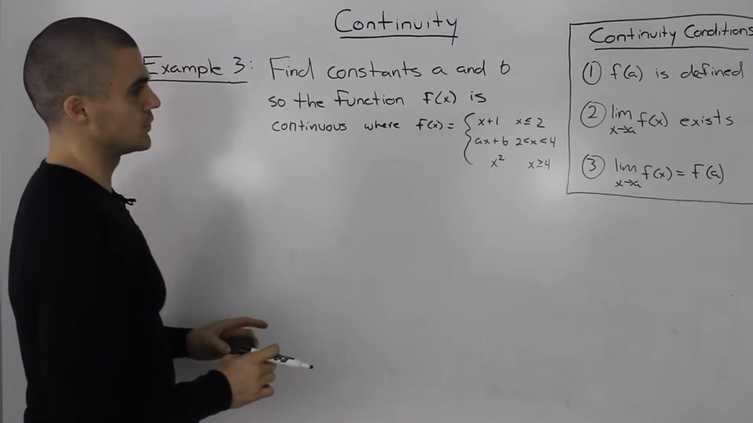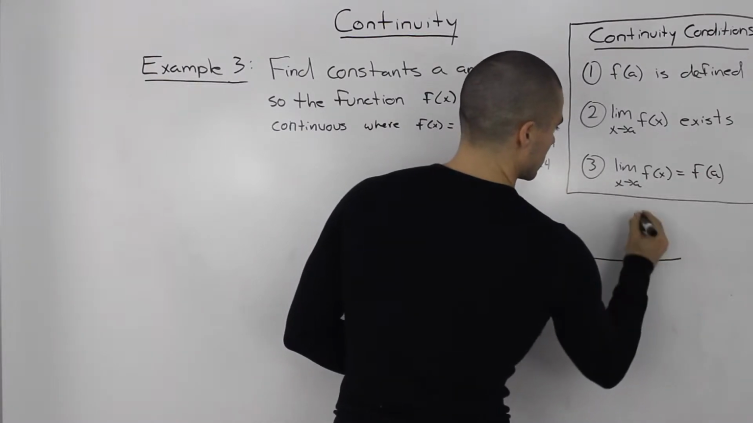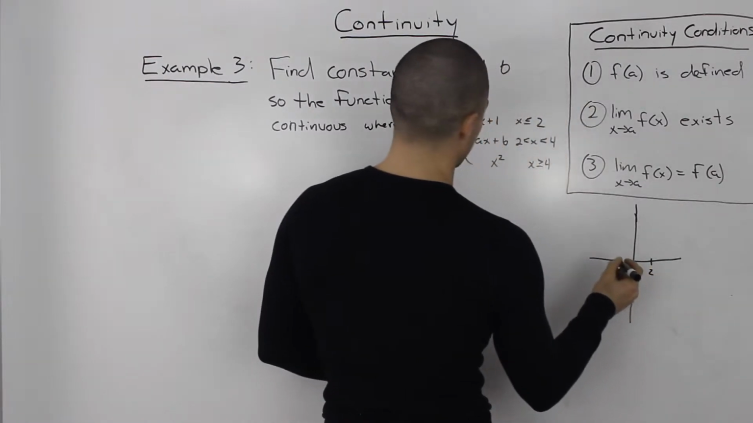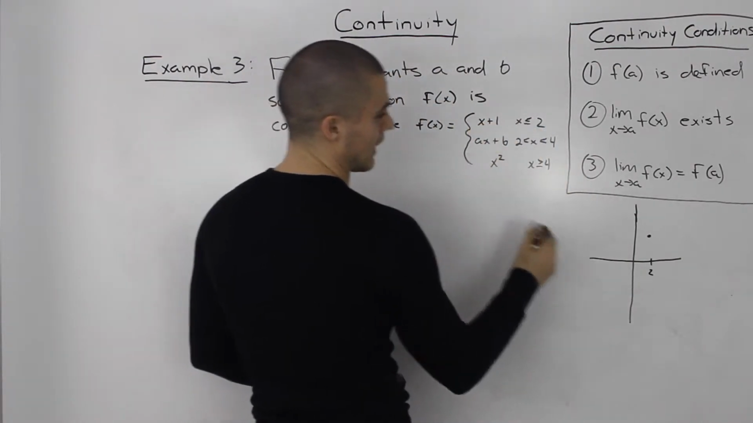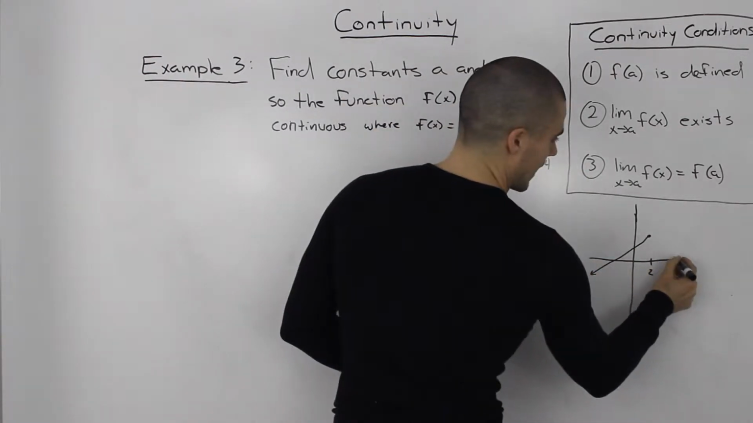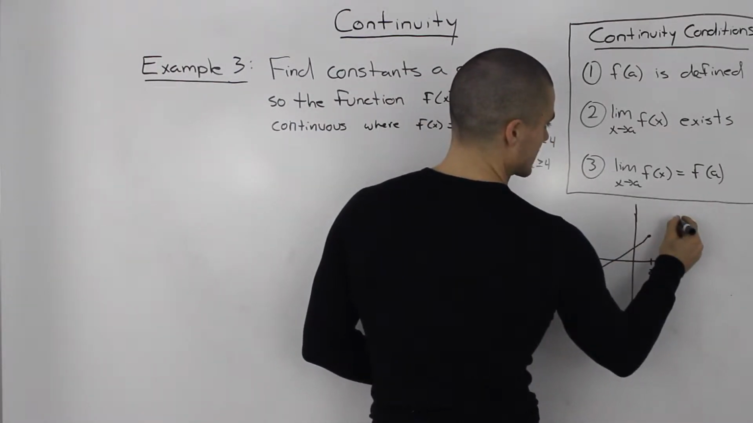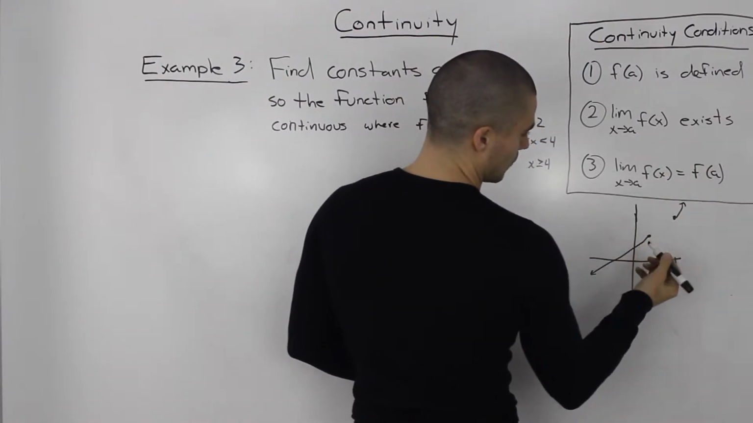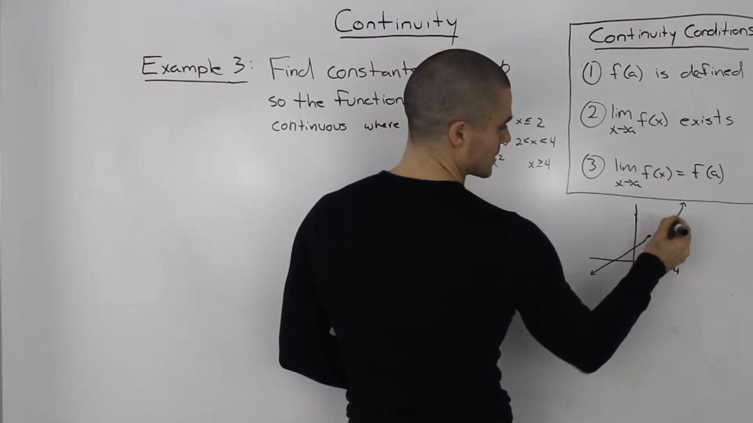So what we've got to do, let me draw this graph here, a rough sketch, so you can see what's going on. When x is less than 2, we're going to have a line x plus 1, which is going to look something like this. And then at an x value of 4, we're going to have a parabola that starts at 16 and is just a curve that keeps going up. So we need to find the constants a and b in ax plus b so the function stays continuous.